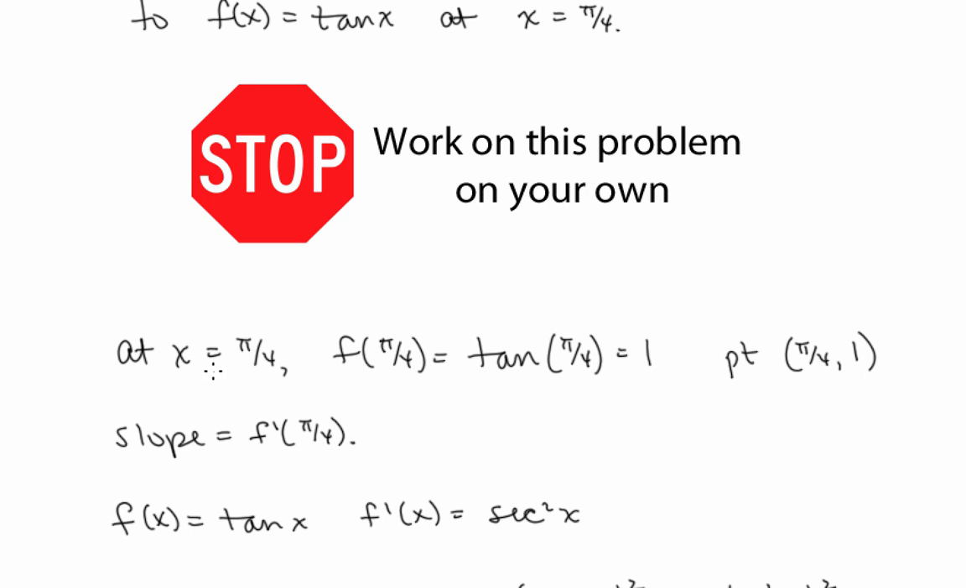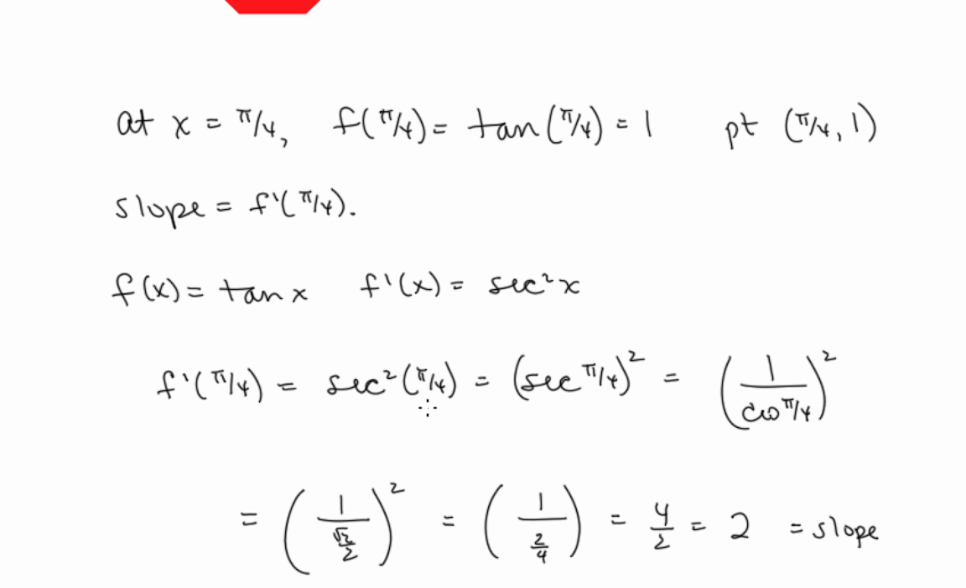At x equals pi over 4, the y value we have is f of pi over 4, that's tan of pi over 4, that's 1. So the point of tangency is pi over 4, comma 1. For the slope, we know that we need f prime of pi over 4. We said that f prime of x is equal to secant squared x, so we need secant squared of pi over 4. Remember that this is just shorthand notation for secant of pi over 4 quantity squared.